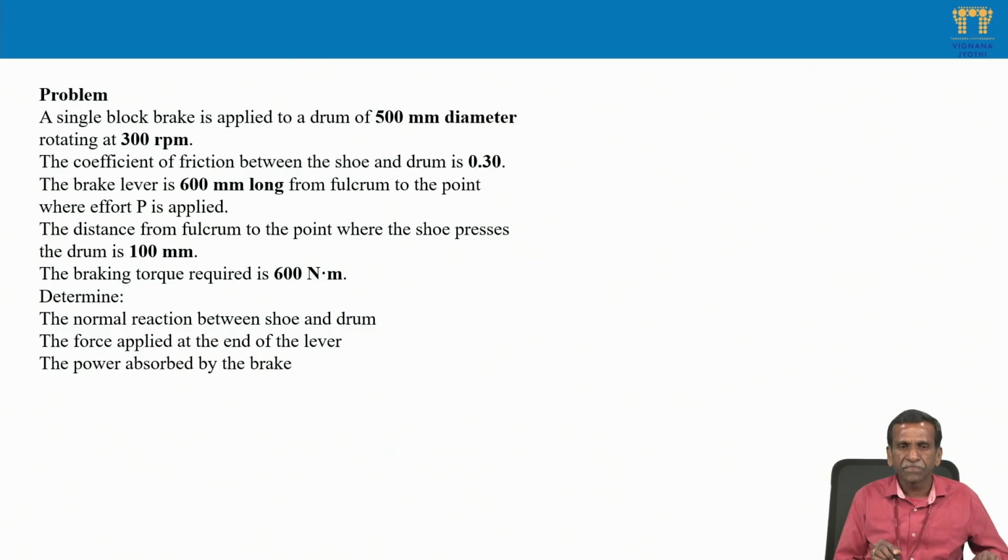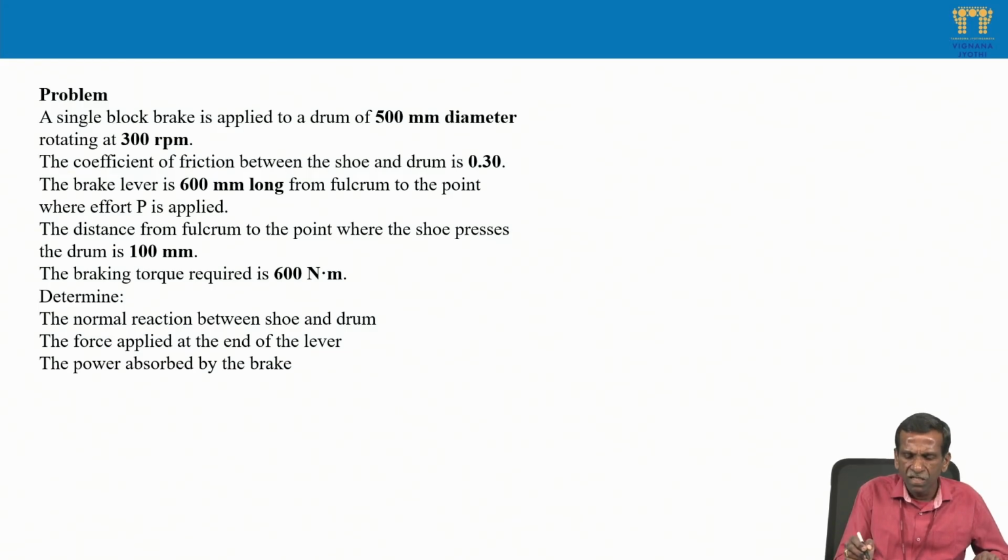Then coming to another problem, which has some unknowns. The normal reaction between shoe and drum is unknown. Suppose the force is applied at the end of the lever: how much effort is required, and how much power is absorbed by the brake, of course, as usual. In that case, you have to use the relevant relation and substitute the values.